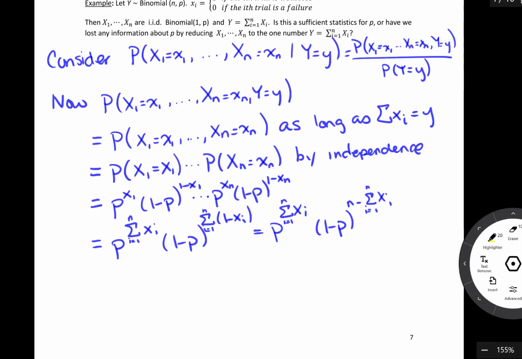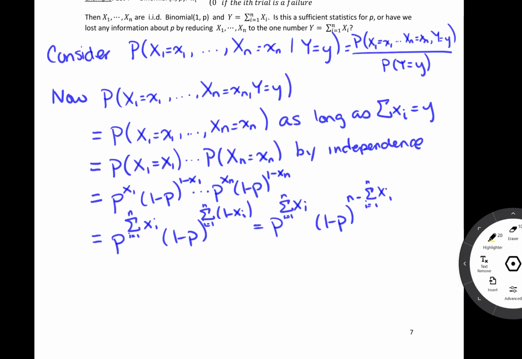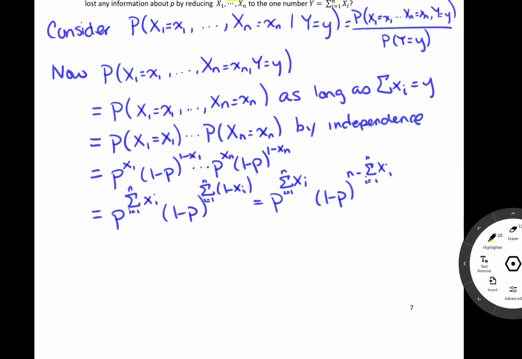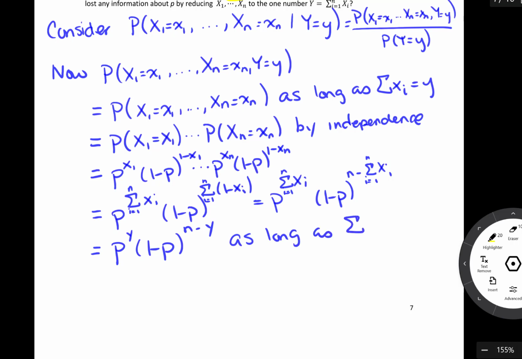Okay. But remember that by definition, the sum of the xi's is equal to y. So we have that up there at the top. So this can now be written as p to the y, 1 minus p to the n minus y. And again, this is as long as the sum of the xi is equal to y. And so we've defined that up at the top.